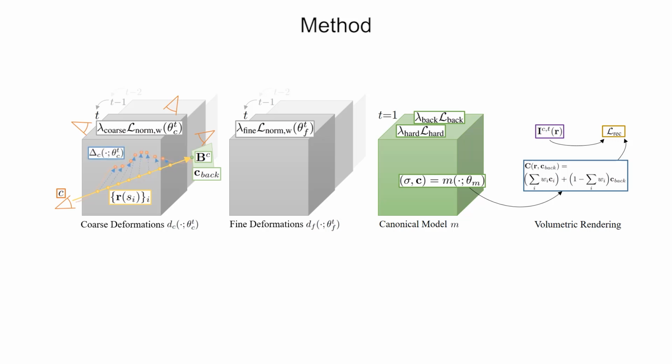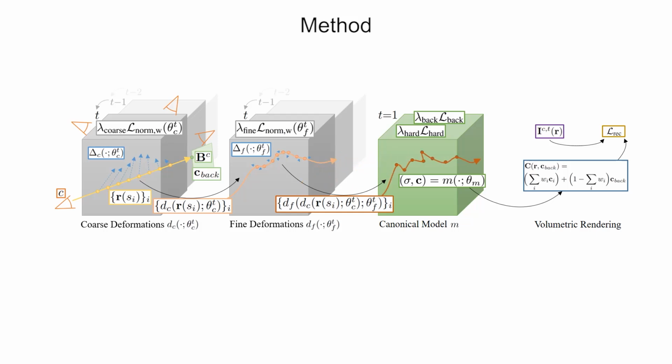We first apply the coarse offsets to the points, and then add details with fine deformations. We then query the canonical model at the resulting points and apply volumetric rendering as before. This enables us to use the reconstruction loss with images from time t.